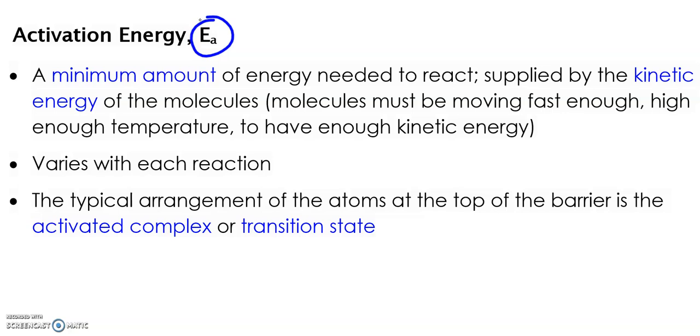So the molecules have to be moving fast enough, which means they have to be at high enough temperature to have enough of this kinetic energy. This minimum amount is different for every reaction. And the typical arrangement of the atoms at the top of the barrier is what we call the activated complex or the transition state. When I get to the graph next, I'll talk about this more. But what I want you to note right here is that transition state is the term that IB likes more than activated complex. So we'll mostly use transition state, but you could read other things like activated complex.